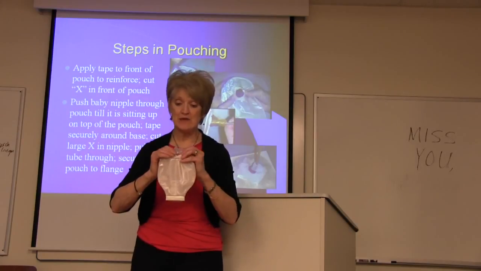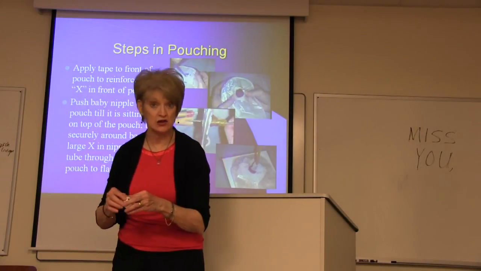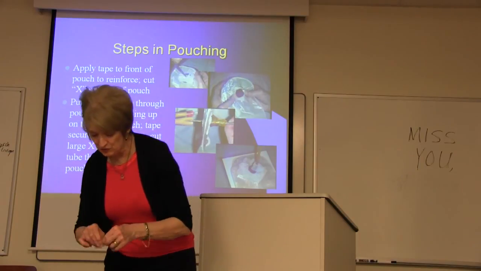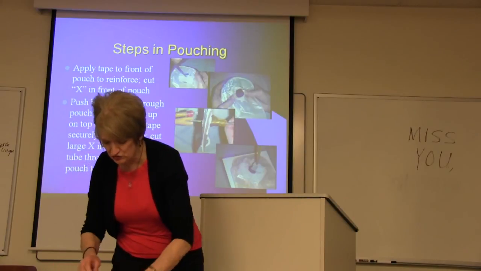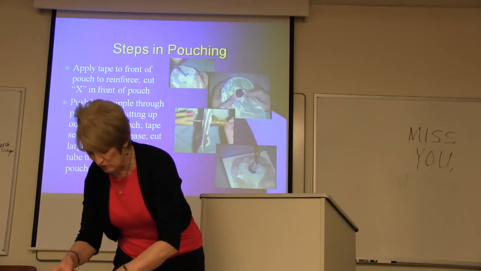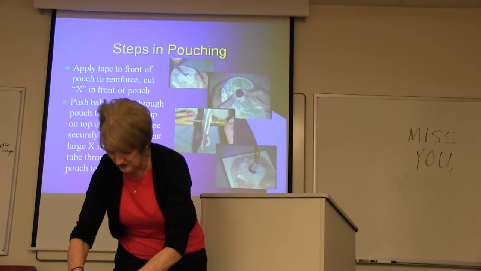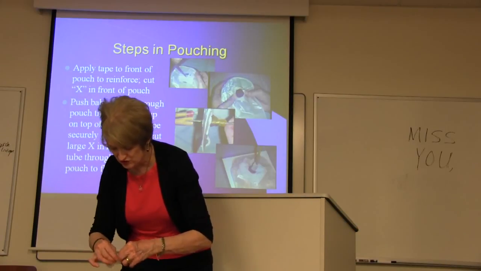Now I have to tape around the base of the baby nipple very well. I've got to occlude the opening in the pouch to the extent possible. And I'm going to show you in just a minute that you do not tape up and onto the nipple. You tape around the base so that you get a nice secure seal at the base and so that you minimize the opening in the pouch.